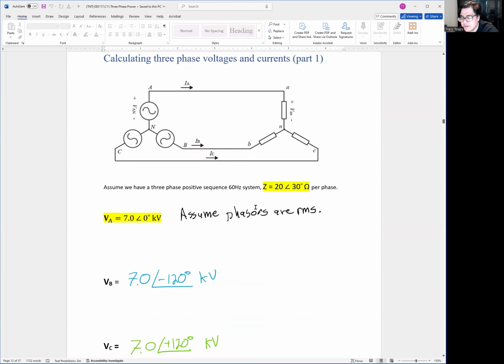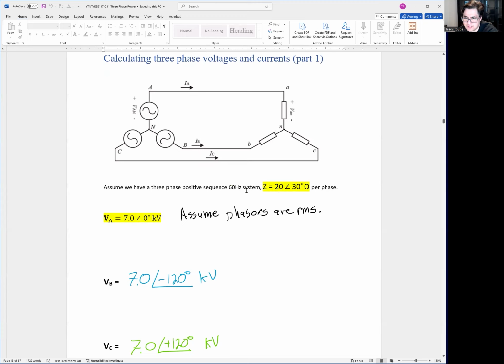So here, let's go try to calculate A, B, and C phase, or calculate three-phase voltages and currents. Let's say we have a system. I give you VA is 7 kV angle 0 degrees, right? And I told you before, I say again, just assume everything from here on out is RMS values. I gave you VA. I also tell you the impedance for all three of these is 20 angle 30 degrees ohms per phase. So all three of these are Z equals 20 angle 30 degrees ohms.